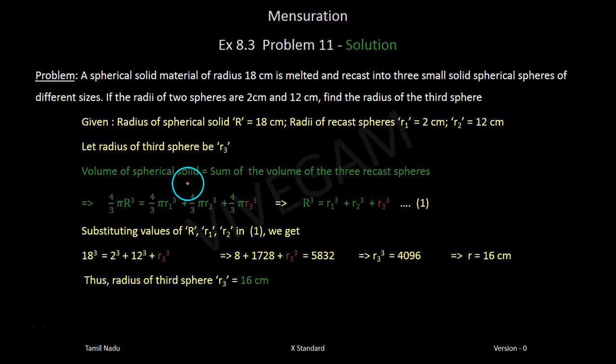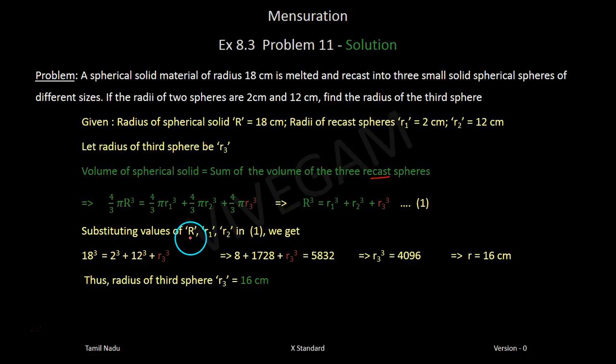So volume of the spherical solid is the sum of the volume of the three recast spheres. Okay, sum of the three spheres. You don't even need to write all this recast and everything. Sum of the volume of the three spheres. Okay, so that is 4 by 3 pi capital R cube will be 4 by 3 pi r1 cube plus 4 by 3 pi r2 cube plus 4 by 3 pi r3 cube. We cancel 4 by 3 pi commonly out. Okay, all the terms are there, so you can cancel it. So capital R cube will be r1 cube plus r2 cube plus r3 cube.